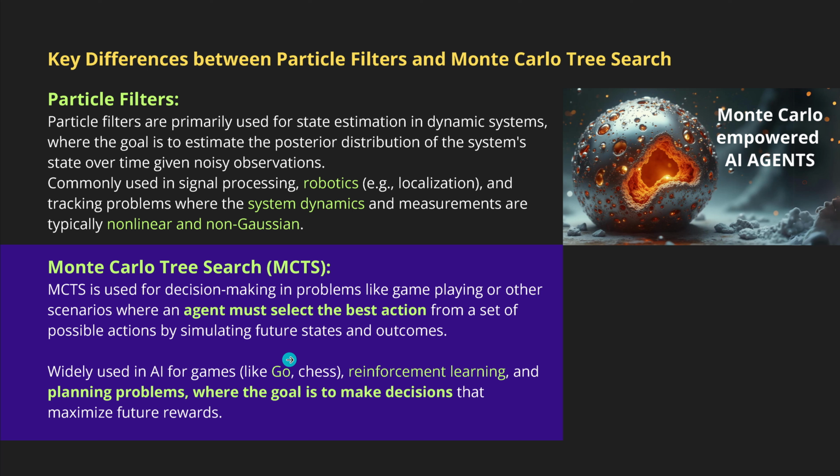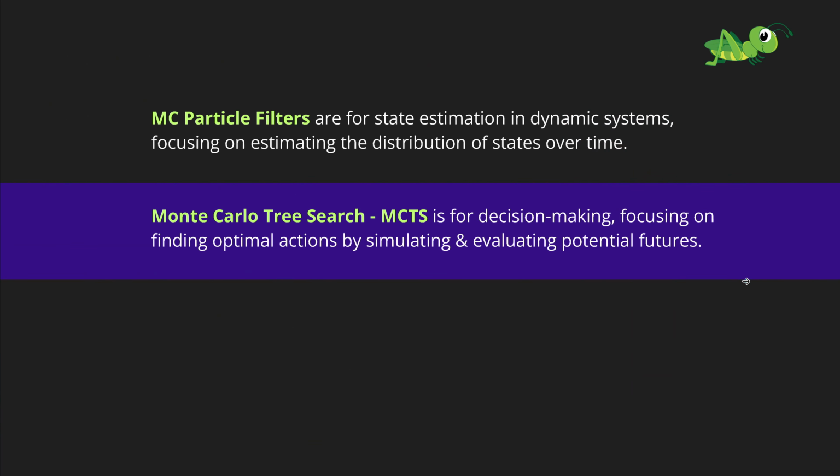And Go, or maybe AlphaGo, we apply it normally in reinforcement learning, but now we are applying it in planning problems where the goal is to make a decision that maximizes the future rewards if we have a game environment with multiple players. Now, for my green grasshoppers, it is very simple. Just remember, particle filters are for state estimation in dynamic systems, and the Monte Carlo Tree Search is for decision making, finding the optimal actions by computer simulation and evaluating potential futures.